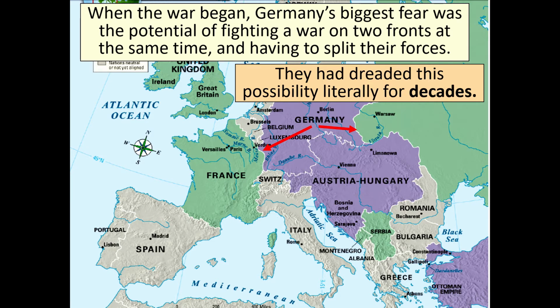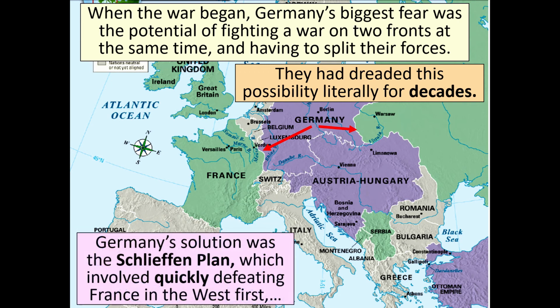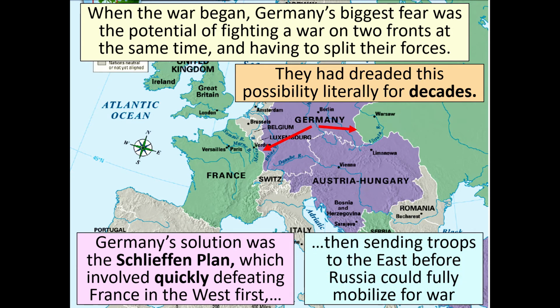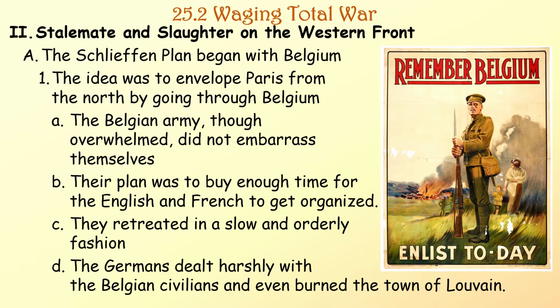And they had dreaded this possibility literally for decades. Germany's solution was what was called the Schlieffen Plan, and that plan had been in development for a long time, and it involved quickly defeating France in the west first, and then sending troops to the east before Russia could fully mobilize for war. Stalemate and slaughter on the Western Front.